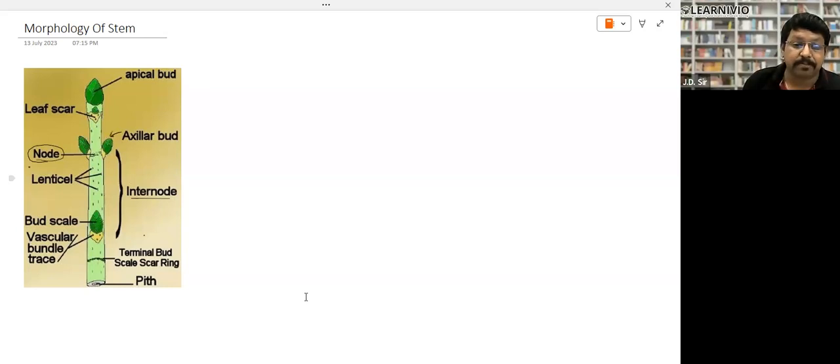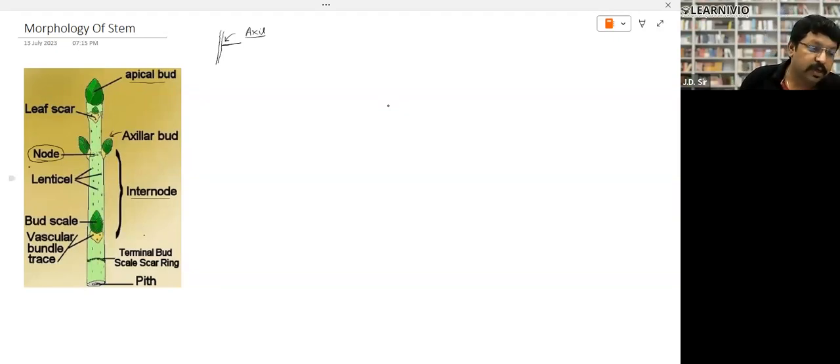Try to understand and please do remember, because most of the time these diagrams and terms are not given there. Apical bud is found at the apex of the stem, at the top part of the stem. Then axillary bud at the axil. What is the axil? This is the main stem and this is a branch. The angle between the branch and the stem is called axil. The bud that comes out of here is called axillary bud.